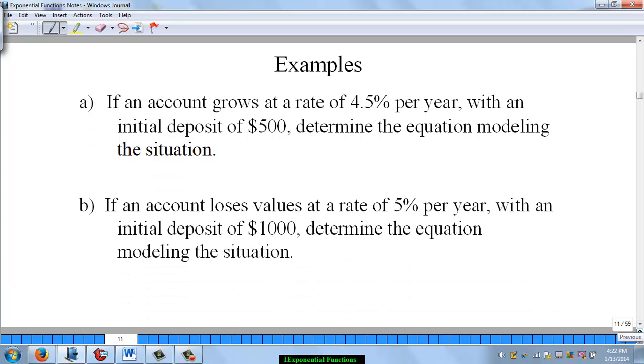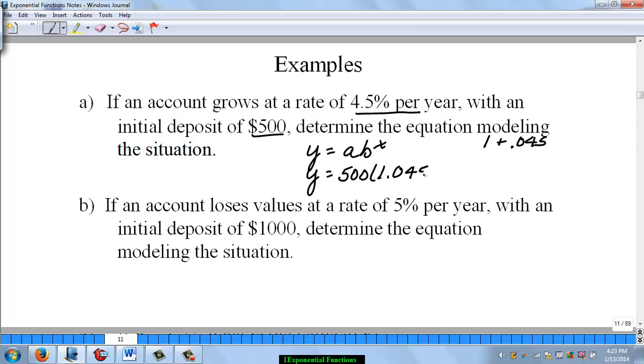And we'll finish up here. So if an account grows at 4.5% per year, so I know it's exponential, with an initial deposit of 500, what would your equation be? So I'd say y equals ab to the x. My initial value is 500, so that goes in the a spot, and then that part goes with there, so I have 500. And it's growing, so I know it's 1 plus my rate. So it's 1 plus 0.045 or 1.045 to the x. So you just came up with a formula for that word sentence.